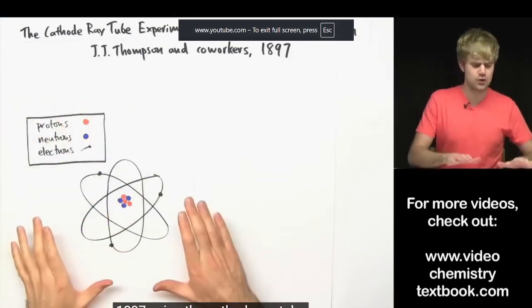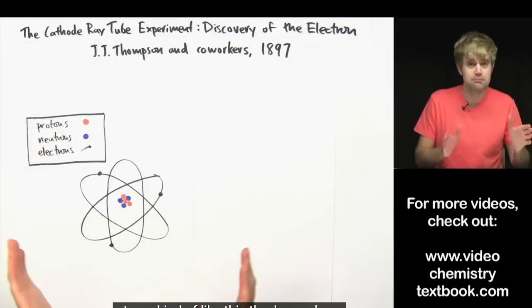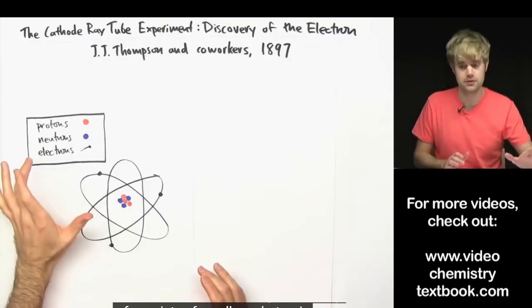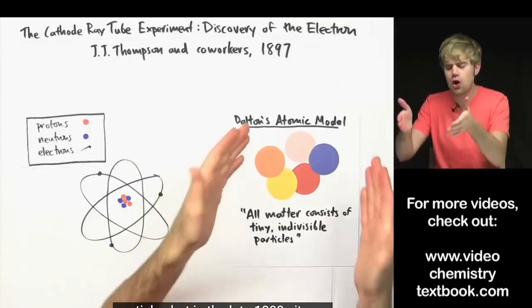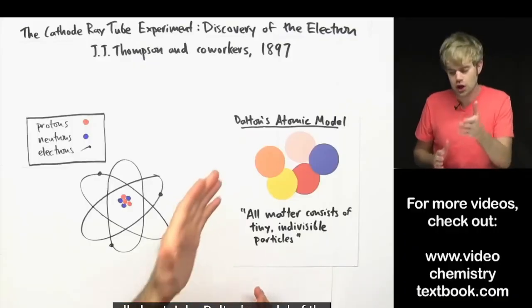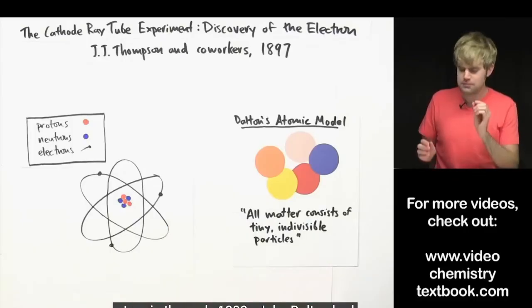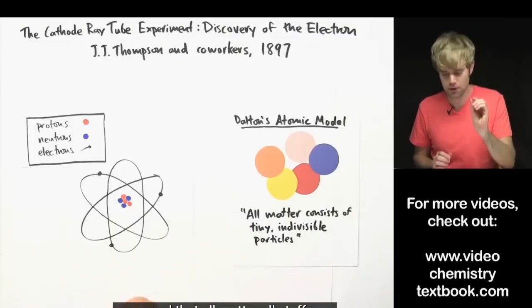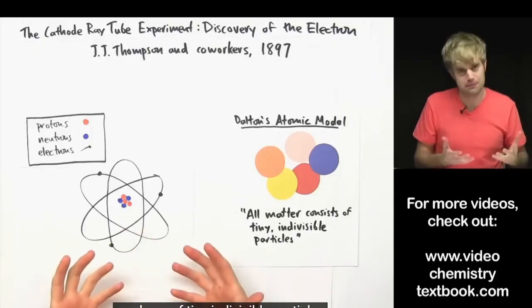So these days, we think about atoms kind of like this. They're made up of a variety of smaller subatomic particles. But in the late 1800s, it was all about John Dalton's model of the atom. In the early 1800s, John Dalton had proposed that all matter, all stuff, was made up of tiny, indivisible particles called atoms. At first, not many people believed him.